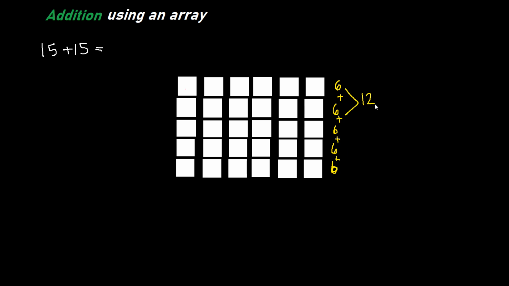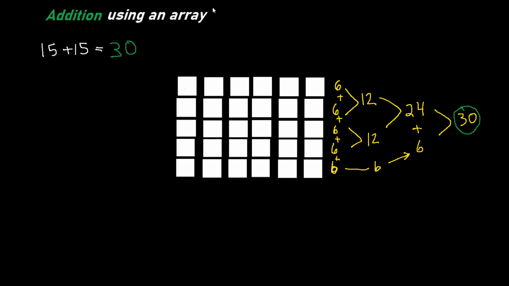6 plus 6 is 12. 6 plus 6 is 12. We have another 6. We can add 12 plus 12 together, which is 24. Now we're going to have to add our 6 plus 24, which gives us 30. Our final answer, 15 plus 15, is 30.